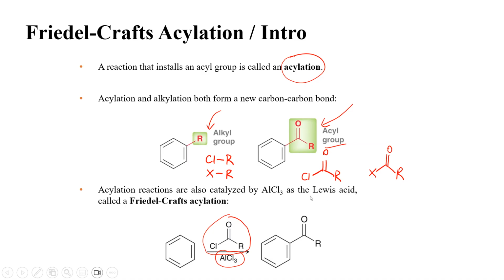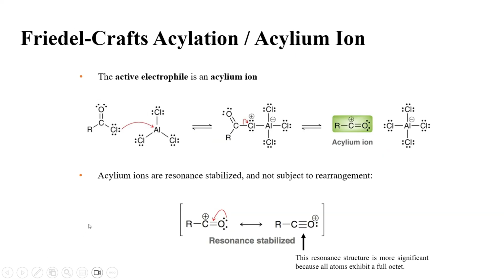And what's the mechanism for this process? It's pretty simple. And it's really not that much different than all the other EAS reactions you've seen. The active electrophile is something called an acylium ion. Acylium ion. What the hell is that? Well, you saw that whenever you use a Lewis acid, it needs to accept electrons, right? It's accepting electrons from the Cl. That's not surprising. We already saw that a thousand times.